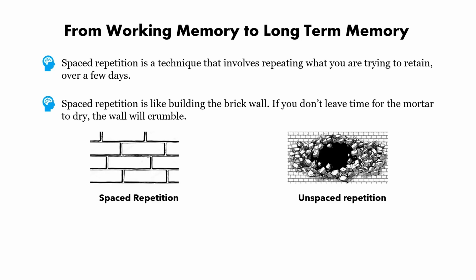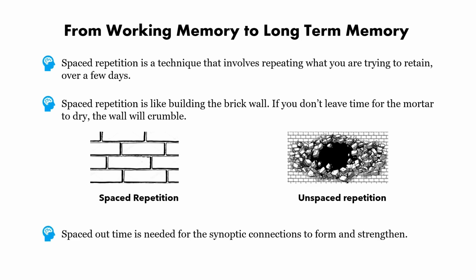Now we have 2 walls there. The complete wall, which is strong and stable, is the same as spaced repetition. Under the second picture, you can see there is a wall here which is crumbling. That is unspaced repetition. That is when you are learning and in the same study session, you repeat whatever you're learning maybe 10, 20 times. That one is just a waste of time. It does not make any difference and it will not help you put whatever you're learning into your long-term memory.